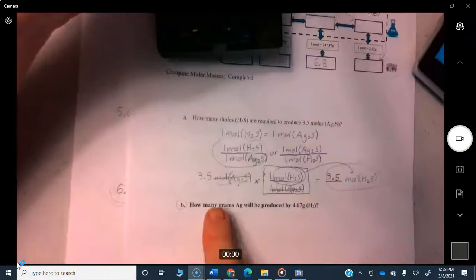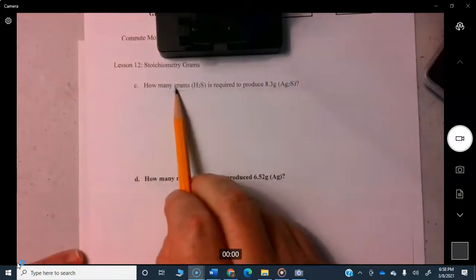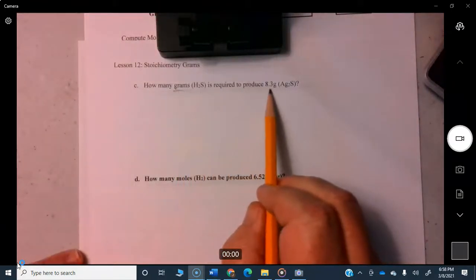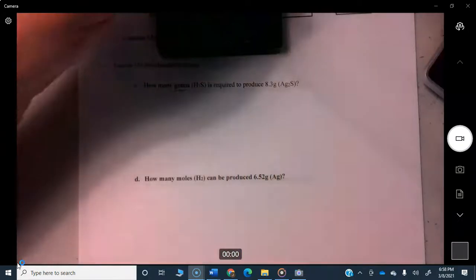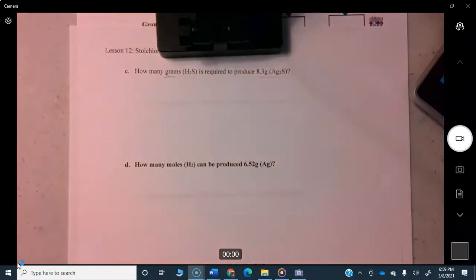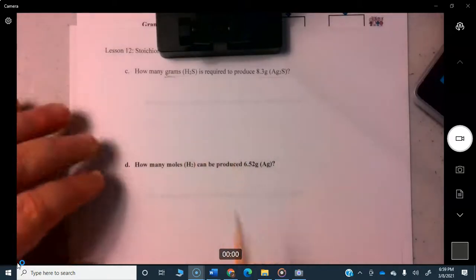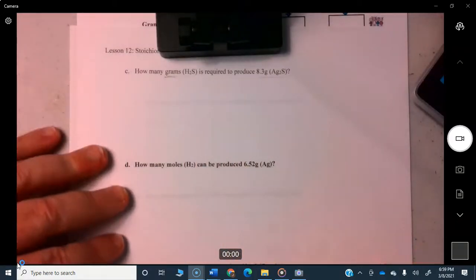Let's do this one first. So B, let's see, B we're going to skip because it's bold-faced. That's one you're going to do by yourself. So let's do one that's just like it. It's a grams to grams, okay, up here. Grams of H2S to produce grams of Ag2S, all right? So what you can do is, before I even go to the graphic organizer, I can go ahead and write out the equation. That's what you'll get to where you start doing.